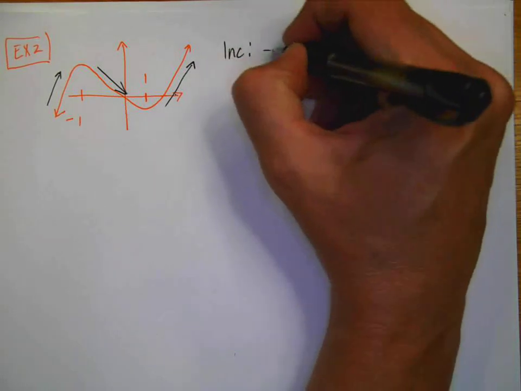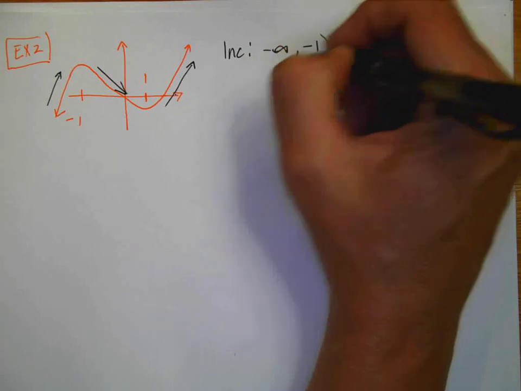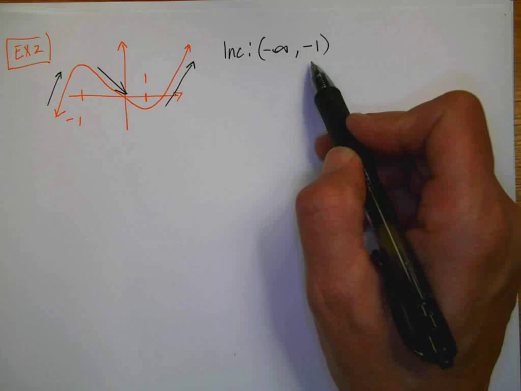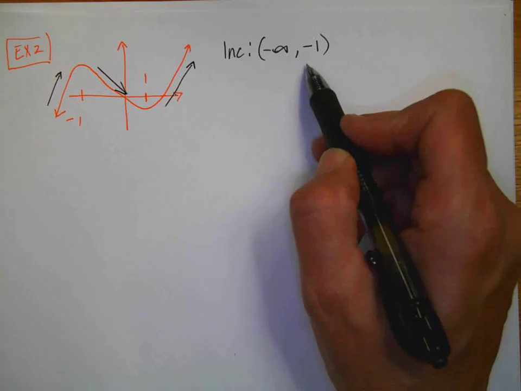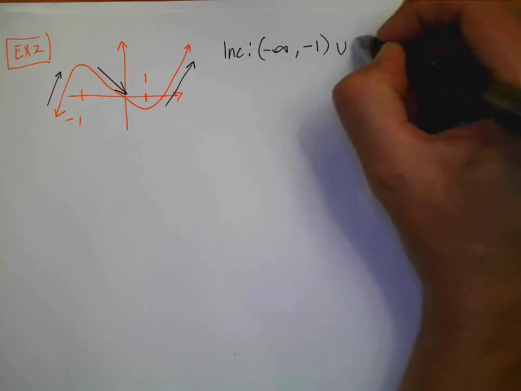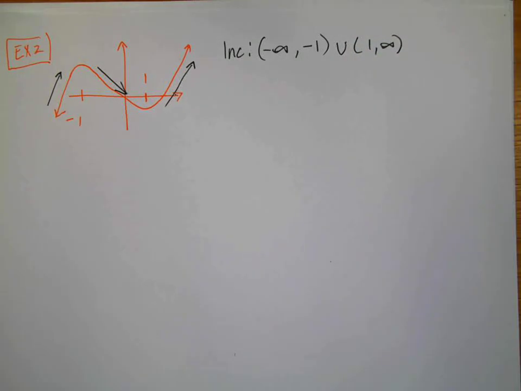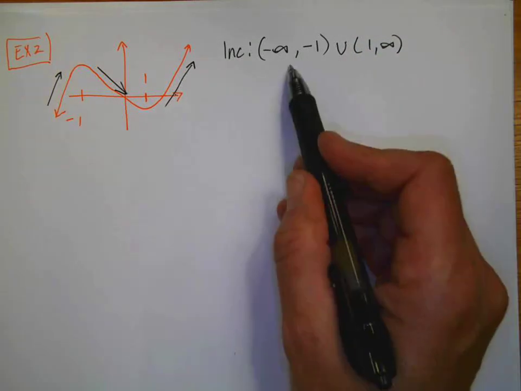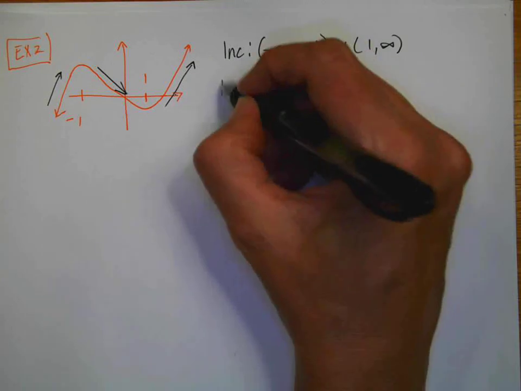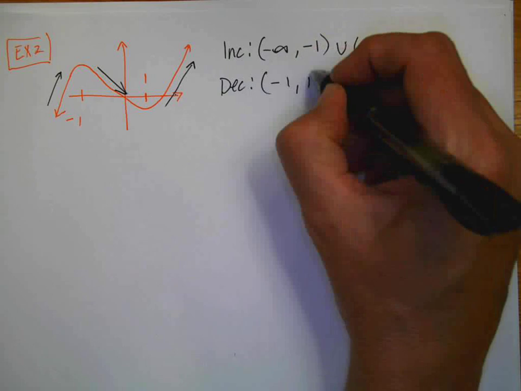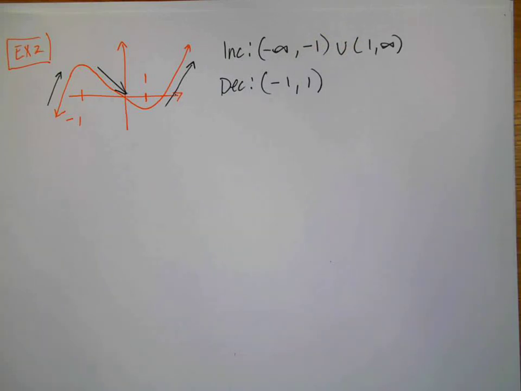So if I were reporting, I would say for this function, it is increasing from -infinity to -1. Remember that it's open brackets because I don't know exactly where the change takes place. It's also increasing from 1 to positive infinity, and it's okay if you use a union and make one complete statement. This particular graph is decreasing from -1 to 1. So that was actually pretty straightforward.